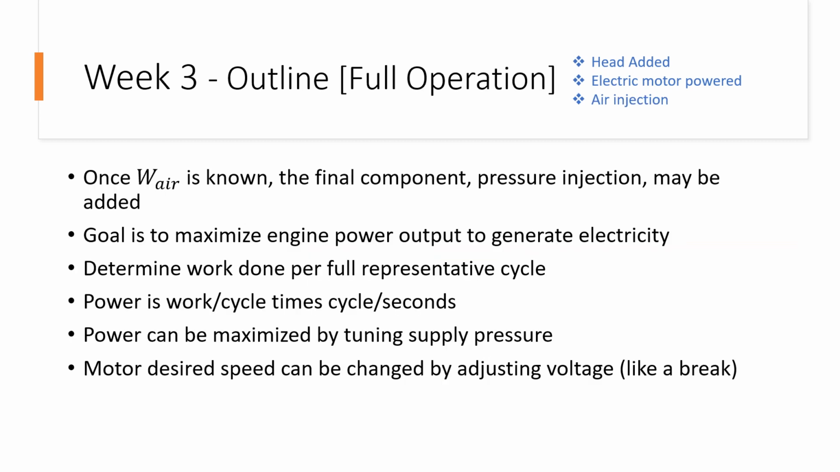For the third week of lab, the engine is in full operation. Since W air is known, pressure injection can be added. The goal will be to maximize engine power output to generate electricity, as well as to determine the work done per full representative cycle. The power will be maximized by tuning the supply pressure and adjusting the voltage to fix a desired motor speed.